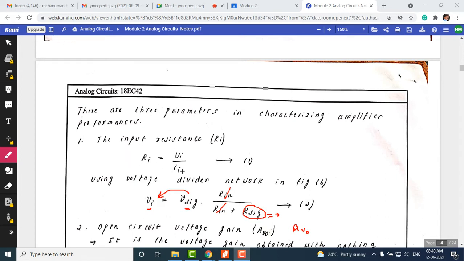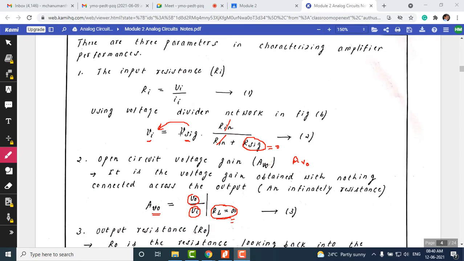We need to know the definition here. Input resistance is input voltage by input current. That's the definition. This definition, we have to apply for different circuits. This is a basic definition which we need to be aware of.